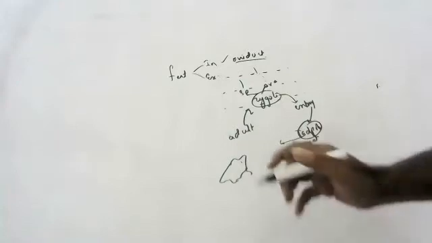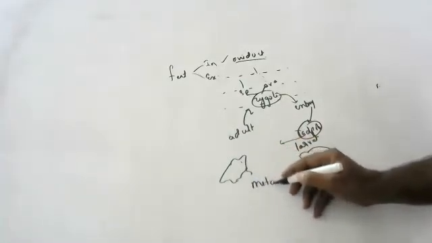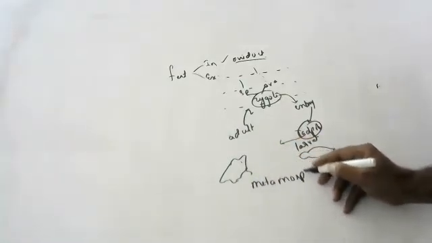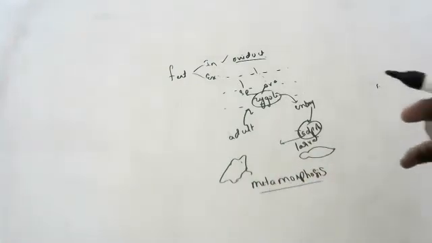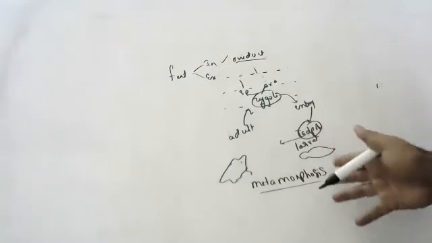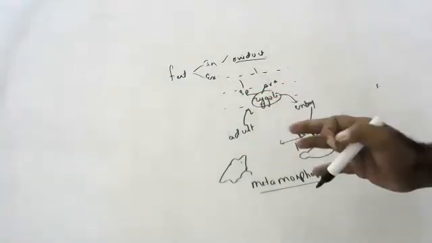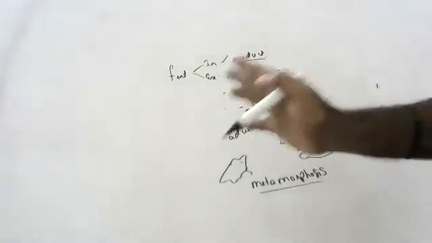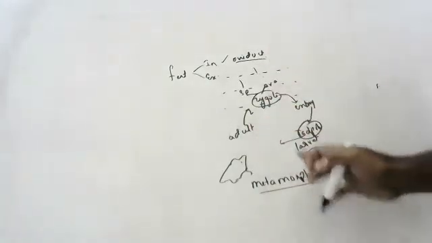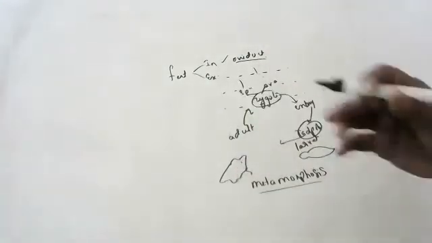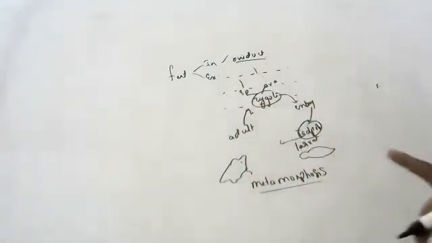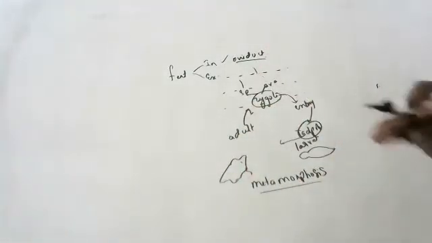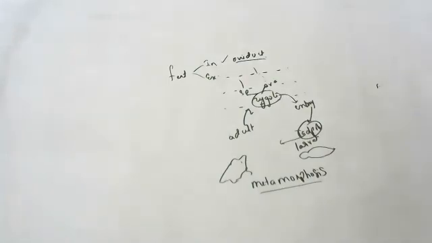What is metamorphosis, children? The transformation in the body. The transformation that takes place from larva to adult is called metamorphosis. This is about the metamorphosis which we study in frogs.